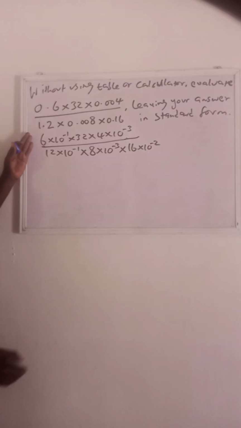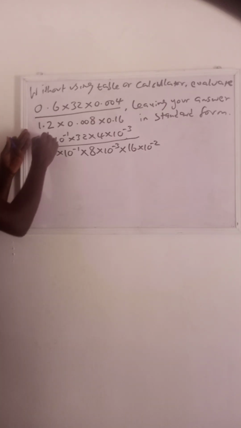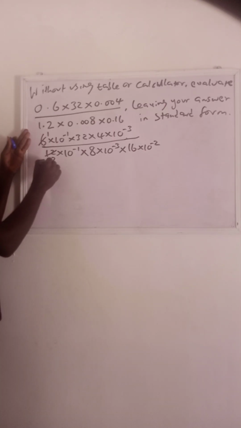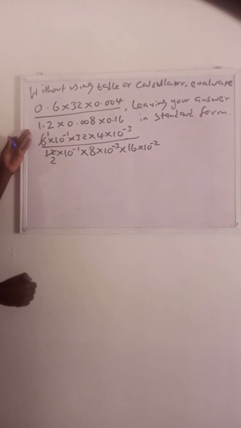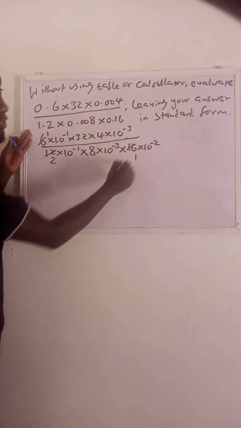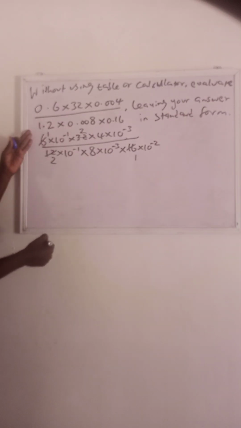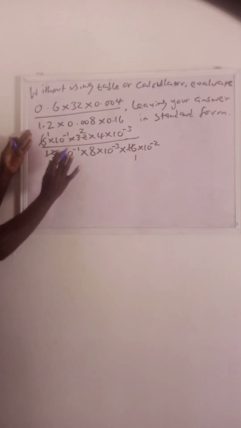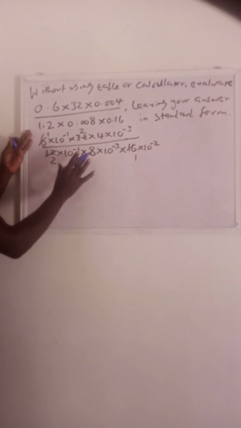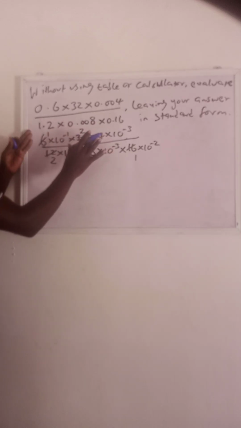Now, looking at the numerator and denominator, we have 6 here. 6 here is 1 and 6 here is 2. We also have 16 here. 16 here is 1. 16 here is 2. So that means, now, not to cancel the lot, what I'll need to do is write the result of the numerator.